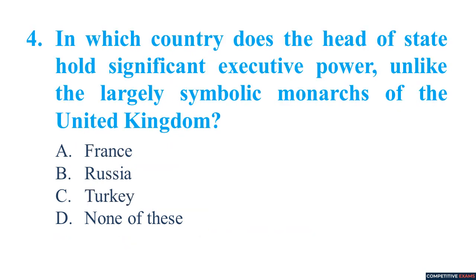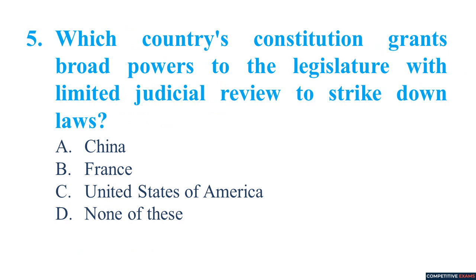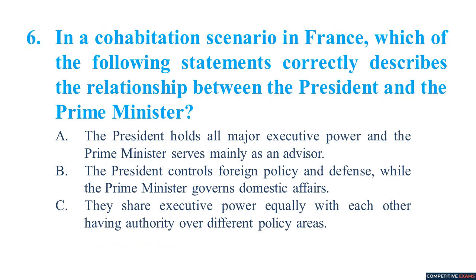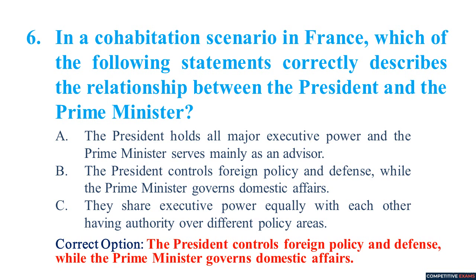Proportionality. In which country does the head of state hold significant executive power, unlike the largely symbolic monarchs of the United Kingdom? Russia. Which country's constitution grants broad powers to the legislature with limited judicial review to strike down laws? China. In cohabitation scenario in France, which of the following statements correctly describes the relationship between the president and the prime minister? The president controls foreign policy and defense, while the prime minister governs domestic affairs.